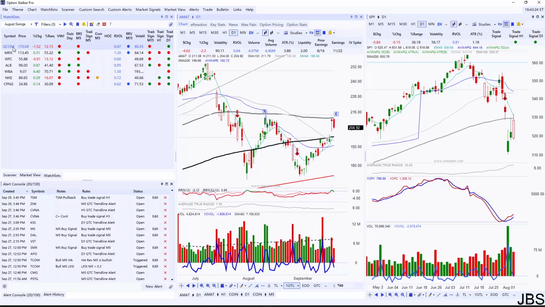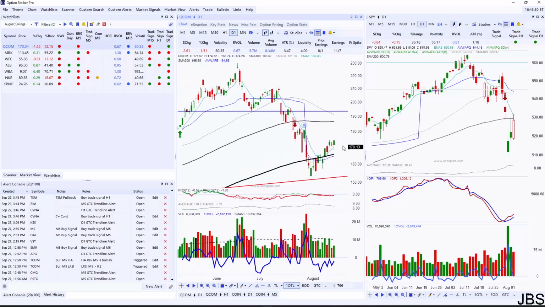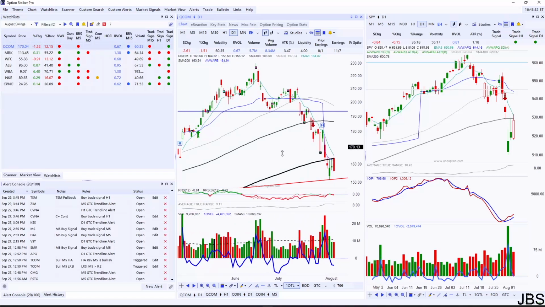So the 2 picks I gave were Qualcomm right here. And it was decently weak. I liked how it kind of stalled a lot at the 200 SMA, and I liked how it didn't rally up as much as the market did. It kind of stayed down a little bit lower. So I like that, and it was just sort of already weak relative to the market and dropping more steadily. So I really like that about Qualcomm. That was the setup. MRK.